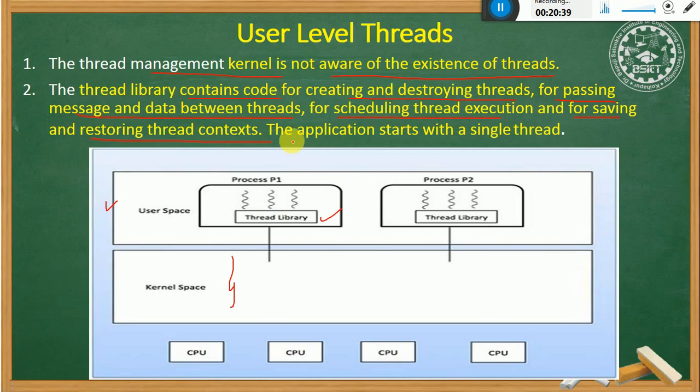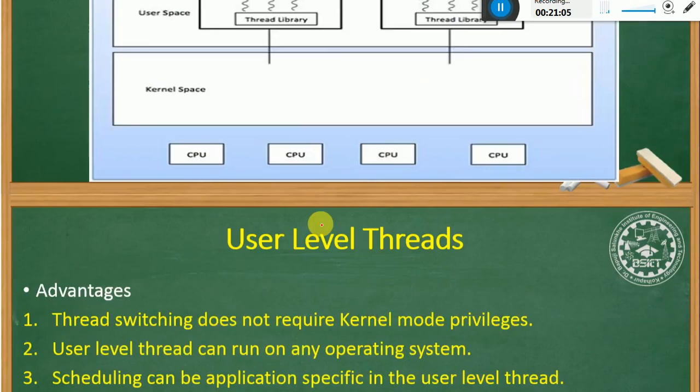The applications are started with a single thread. So a user level thread executes in the user space. It has a thread library which contains the code, message passing information, scheduling information, context switching information, and every application starts with a single thread. And this is the diagram for user level thread.